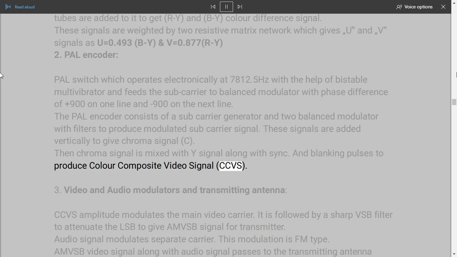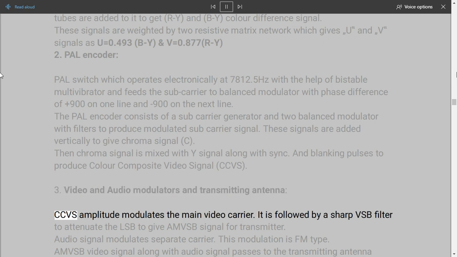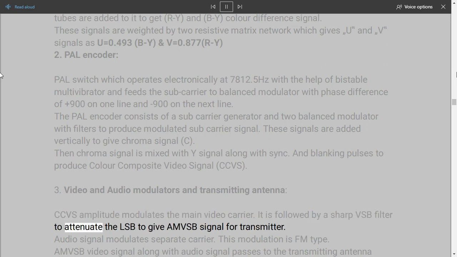3. Video and audio modulators and transmitting antenna. CCVS amplitude modulates the main video carrier. It is followed by a sharp VSB filter to attenuate the lower sideband to give the AM-VSB signal for the transmitter.